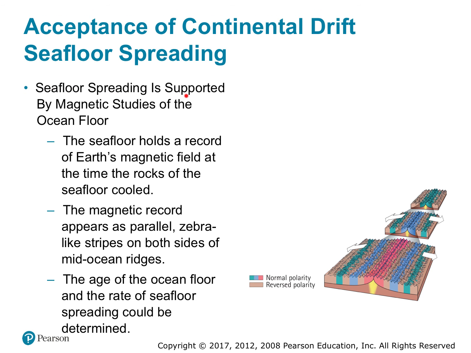So this theory of seafloor spreading is supported by the magnetic studies of the ocean floor. The seafloor holds a record of the Earth's magnetic field at the time the rocks of the seafloor cooled, because, as I said previously, the structure in the crystals of the rocks line up with the Earth's magnetic field. And this magnetic record appears as parallel zebra-like stripes on both sides of the mid-ocean ridges. And so the age of the ocean floor and the rate of seafloor spreading could be determined by measuring the magnetic fields produced in these ridges.